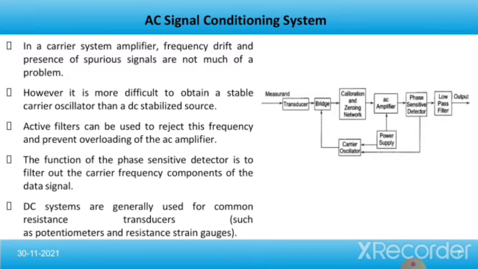In a carrier system amplifier, frequency drift and presence of spurious signals are not much of a problem. However, it is more difficult to obtain a stable carrier oscillator than a DC stabilized source. Here, active filters can be used to reject this frequency and prevent overloading of the AC amplifier. The function of the phase sensitive detector is to filter out the carrier frequency components of the data signal. DC systems are generally used for common resistance transducers such as potentiometers and resistance strain gauges.